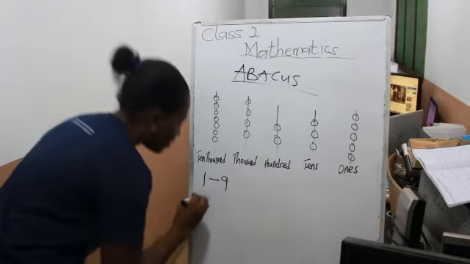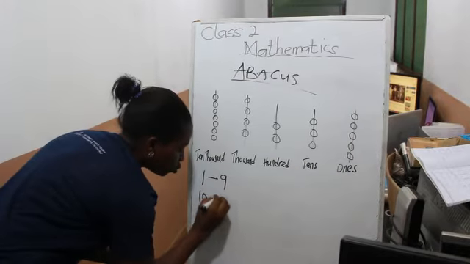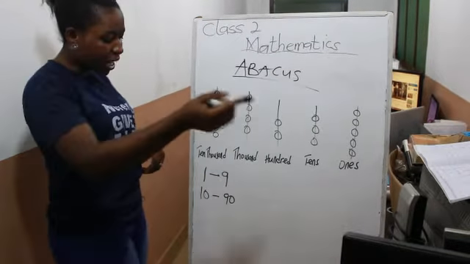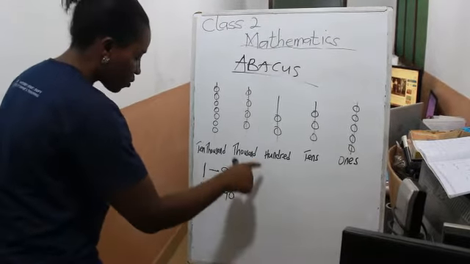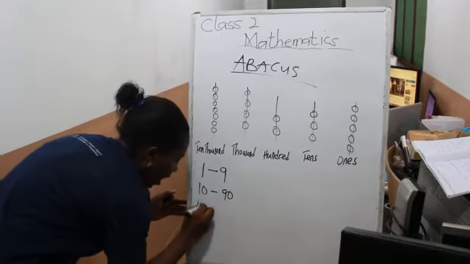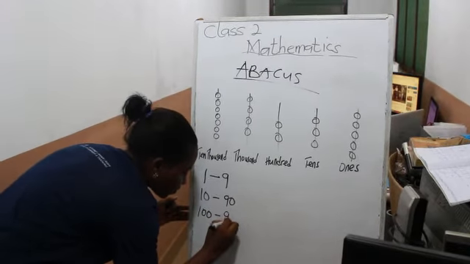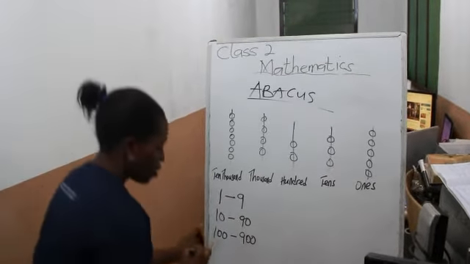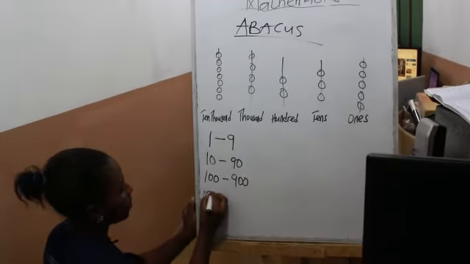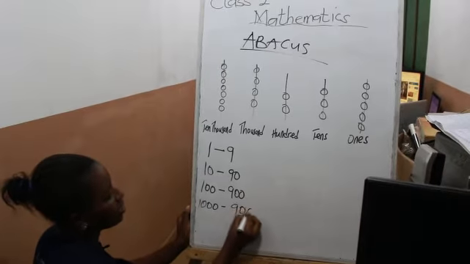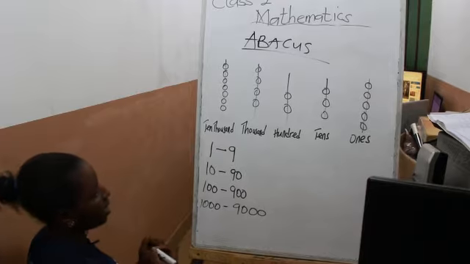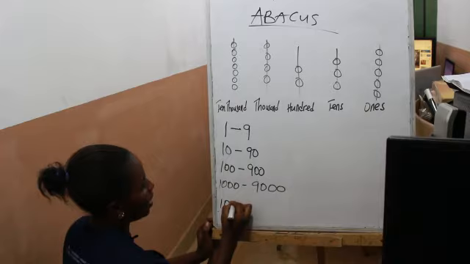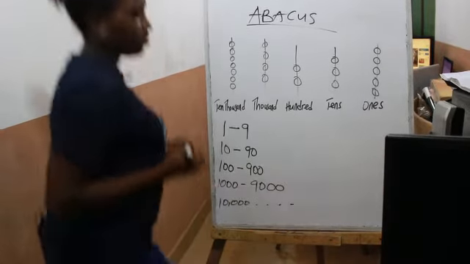Then examples of tens, 10 to 90: 10, 20, 30, 40 to 90 are examples of tens. Examples of hundreds, we have 100 to 900. Examples of thousands, we have 1,000 to 9,000. And examples of 10,000, we have 10,000 and so on.